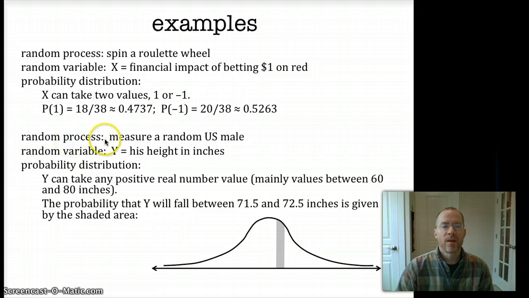Here's another example. The random process is measure a random U.S. mail. Now I got to make a quick note. In a lot of the homework, people will get confused because the problem begins by describing a random process. The first sentence might be spin a roulette wheel. But it doesn't mean that the directions are telling you to go get a roulette wheel and spin it. Or it'll say, measure a random US mail. Doesn't mean you're supposed to do that. Other homework might begin, it might say, flip a coin. Don't flip a coin, you know. Or it'll say, here's a table with a bunch of data, a two-way table with data from survey respondents.